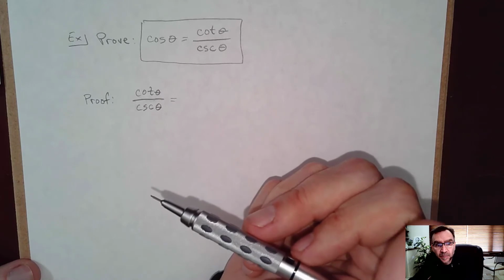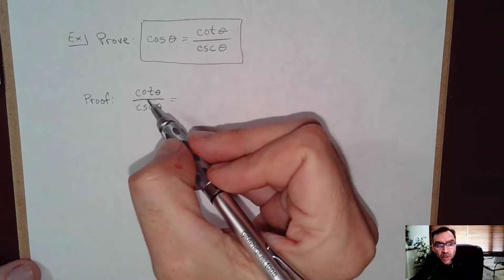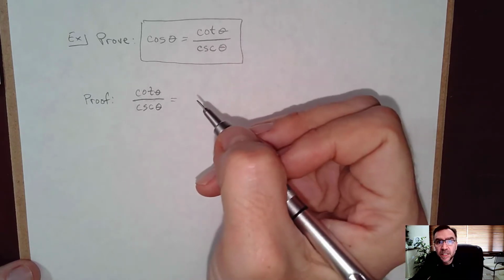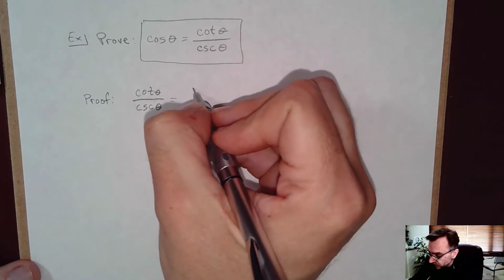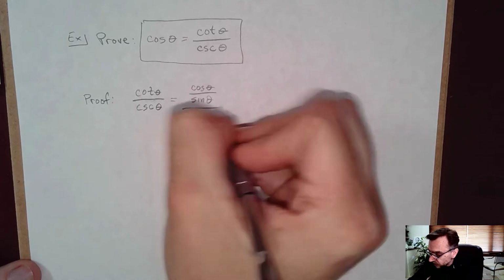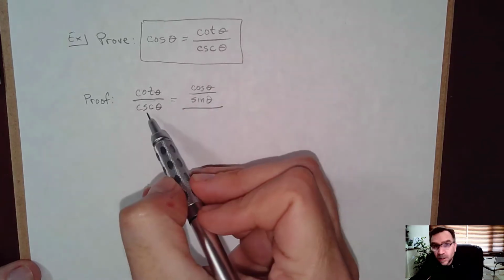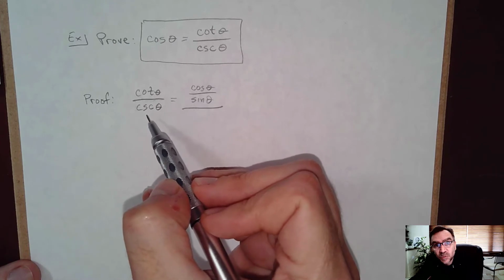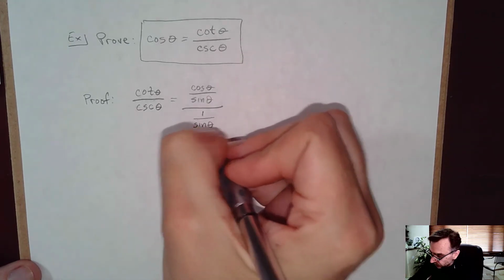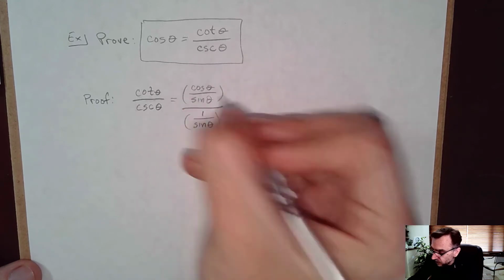That's the plan. All right, so cotangent theta is 1 over tangent. Tangent is sine over cosine, so cotangent is cosine theta over sine theta, right? So I'm replacing cotangent. Cosecant is 1 over sine theta, right? And so there's those replacements.